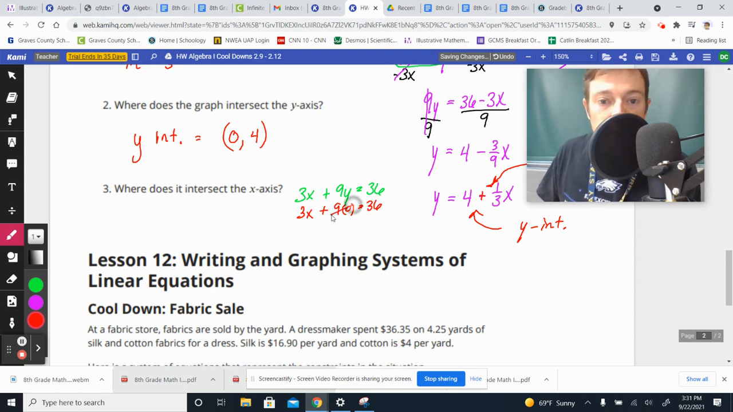So whenever I put that in, that goes away. And 3x is 36. What times 3 is 36? X would cross the axis at 12 when y is 0. So I know that the x-intercept, so to speak, the x-intersection, is going to be equal to (12, 0). And there we go.